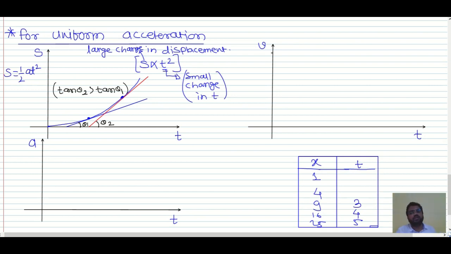Okay. Now for the velocity time graph, we want it for uniform acceleration. So what does uniform acceleration mean? It is constant. If I consider 2 meters per second squared, what does this mean? The velocity will change by 2 meters per second in 1 second. So if I ask what is the velocity of a particle starting from rest in 1 second? It is 2 meters per second. What is its velocity in 2 seconds? It will be 4 meters per second. In 3 seconds, it will be 6 meters per second, right?